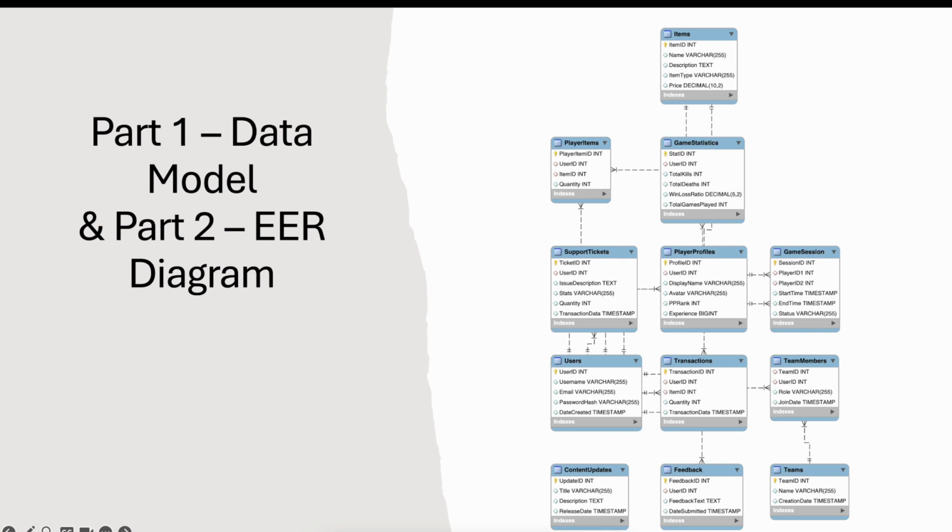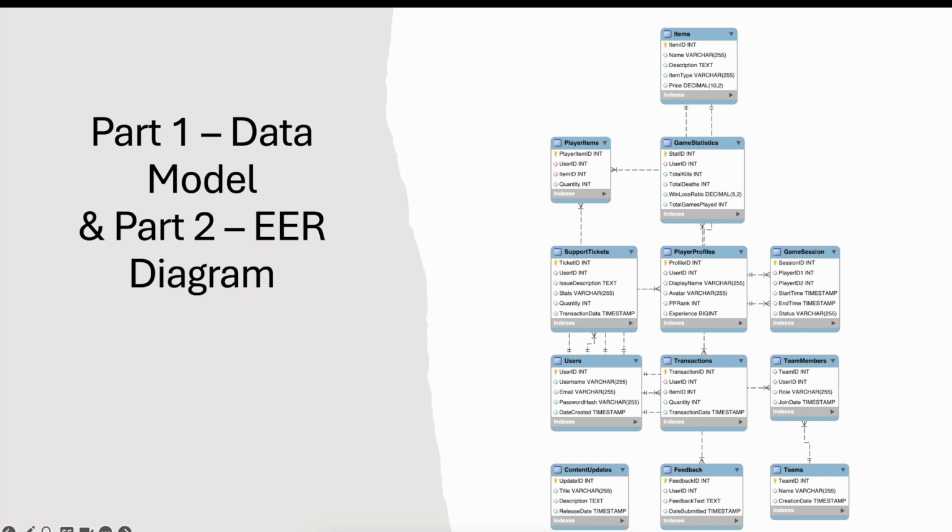As for the relationships between these tables, users are centrally related to many different entities. They open support tickets, can be part of team members, they have player profiles, create transactions, submit feedback, and are integral to game statistics. Items are connected to transactions, showing what was bought, and to player items, showing which user possesses them. Game session relates to two users, presumably to record a multiplayer session.